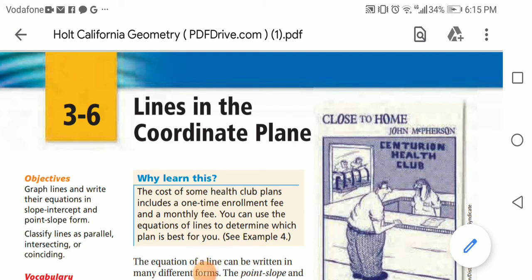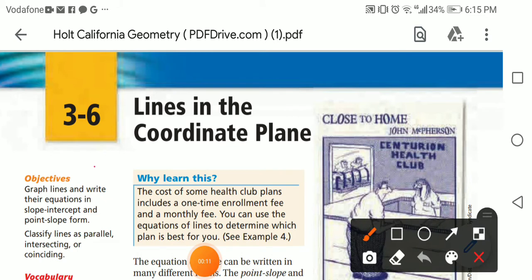I hope you're fine. Today we're going to have lesson 6 in chapter 3, lines in the coordinate plane. By the end of the lesson, you'll be able to graph lines and write their equations in slope-intercept and point-slope form. Second, classify lines as parallel, intersecting, or coinciding. So let's start our lesson.